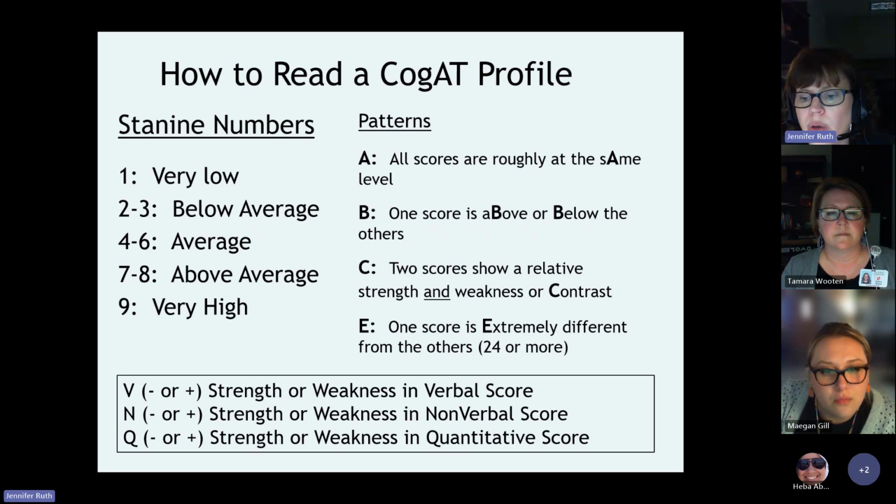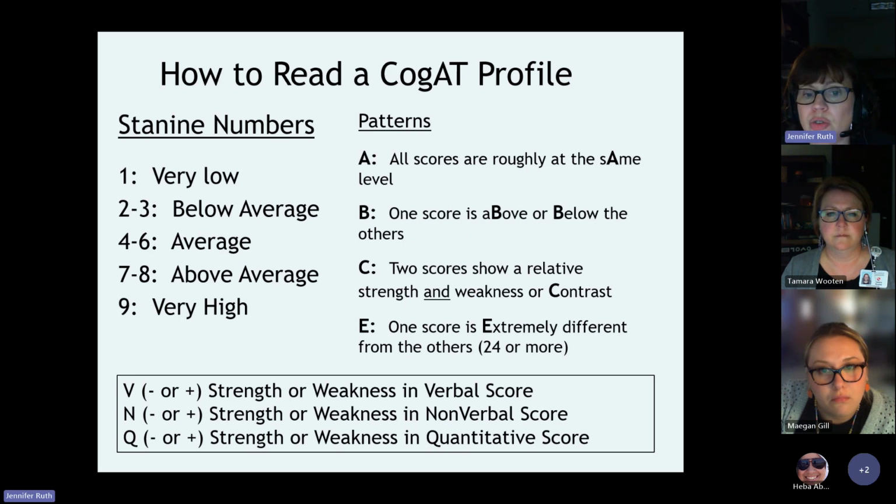So if a student's CogAT profile has an A, that means all 3 of their scores are roughly at the same level. They're verbal, nonverbal, and quantitative. That means that student will learn equally well no matter how the information is presented to them. They don't really have a preference for how they learn best.